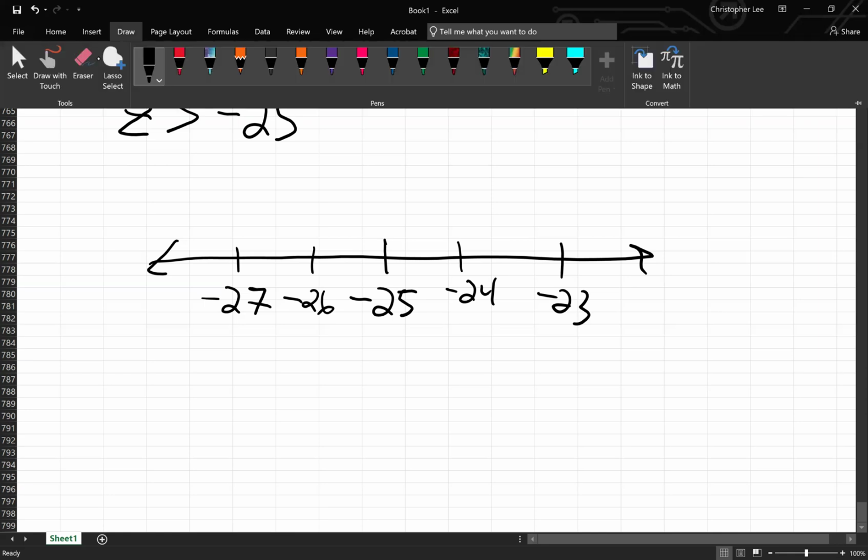Let me pick a color real quick. I want to do. Let's do the crimson. Let's do the crimson. I'm gonna try that one out.